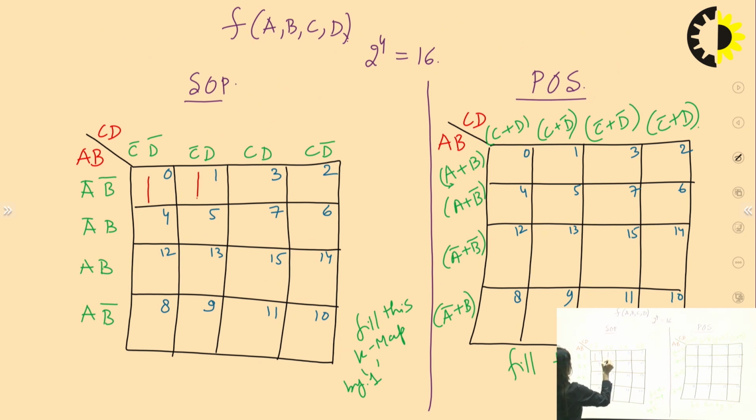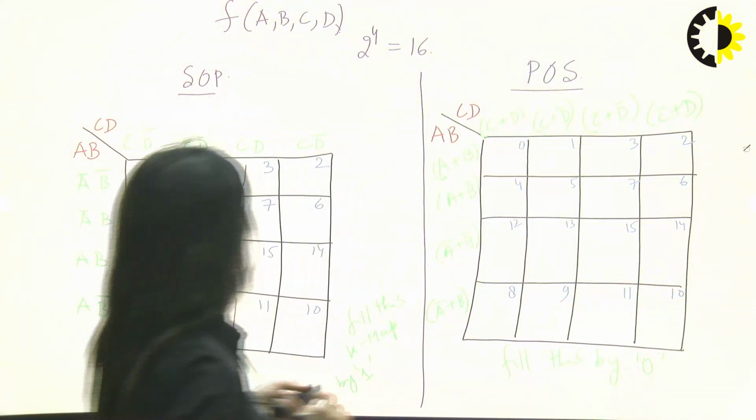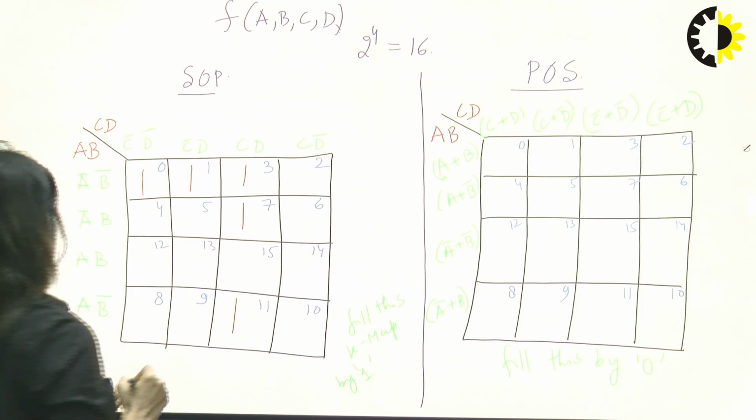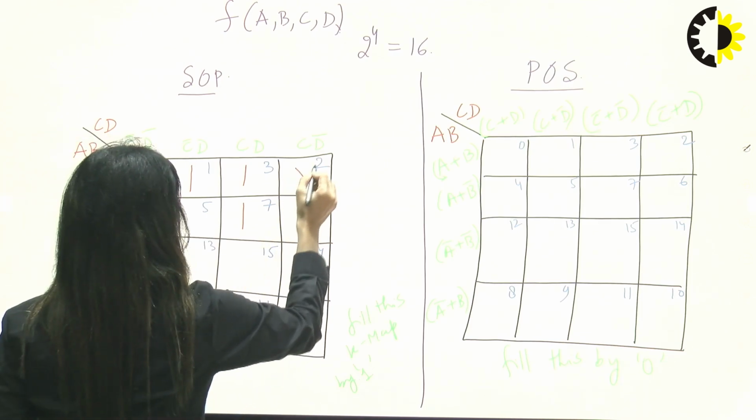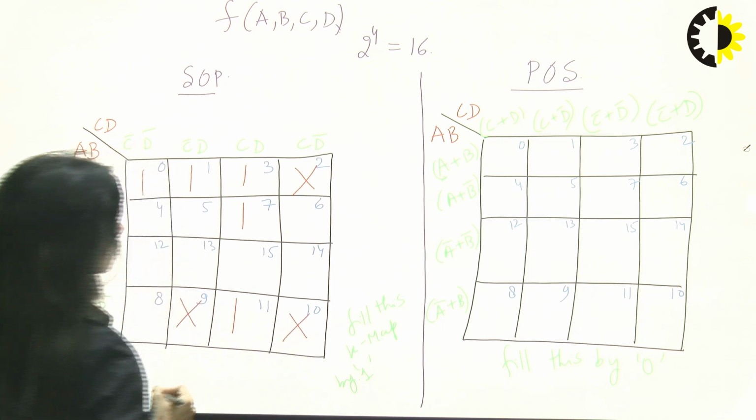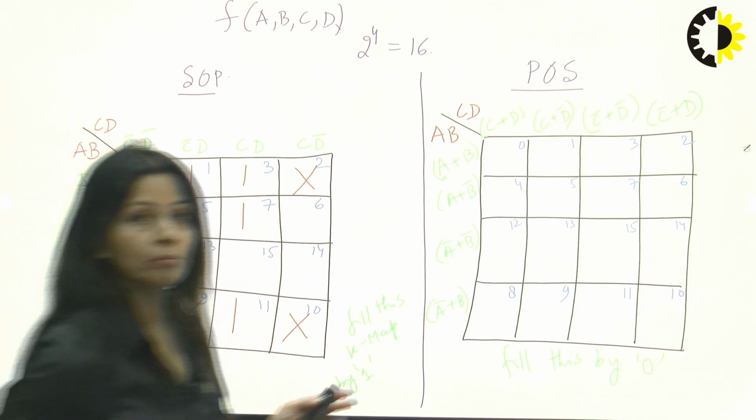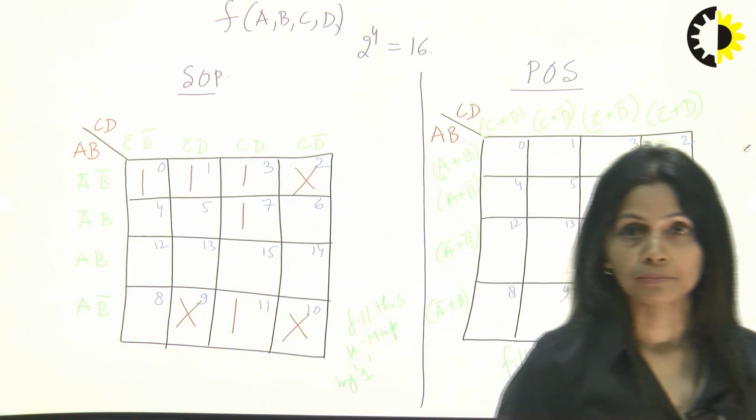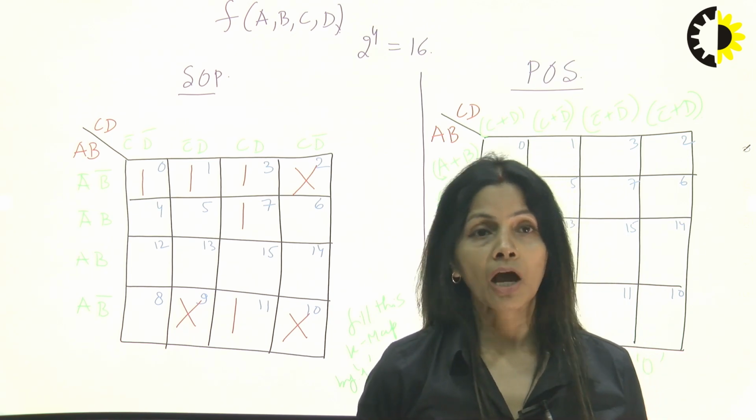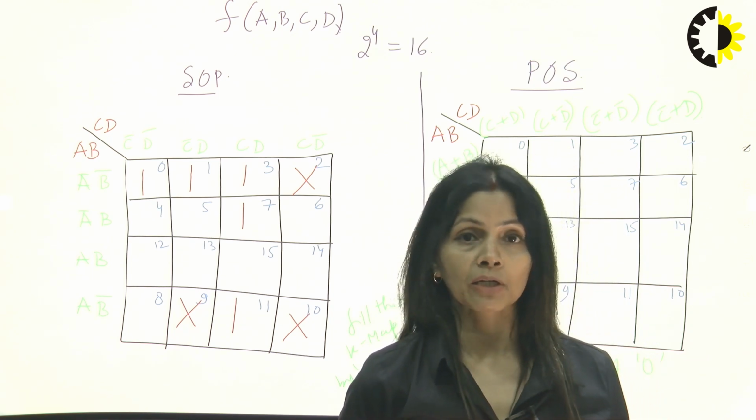0, 1, 3, 7, 11. Okay, I have filled these min terms using 1. Now I have a few don't care conditions: 2, 9 and 10. Okay. So I have filled my K map according to the problem. Now the next part of the algorithm is how we will be solving this particular problem.